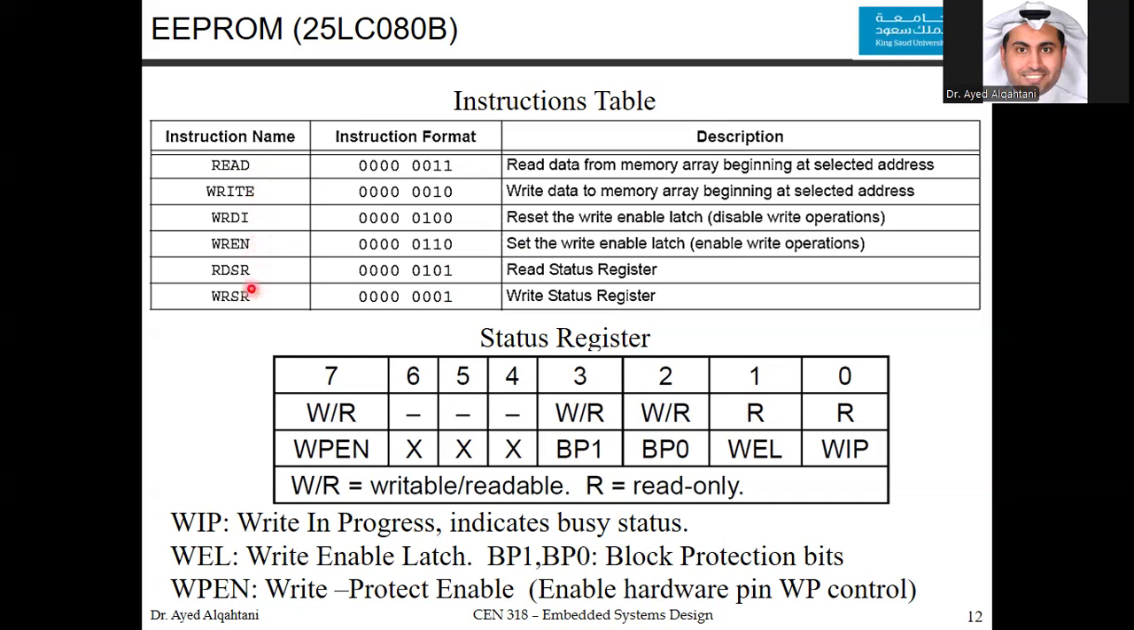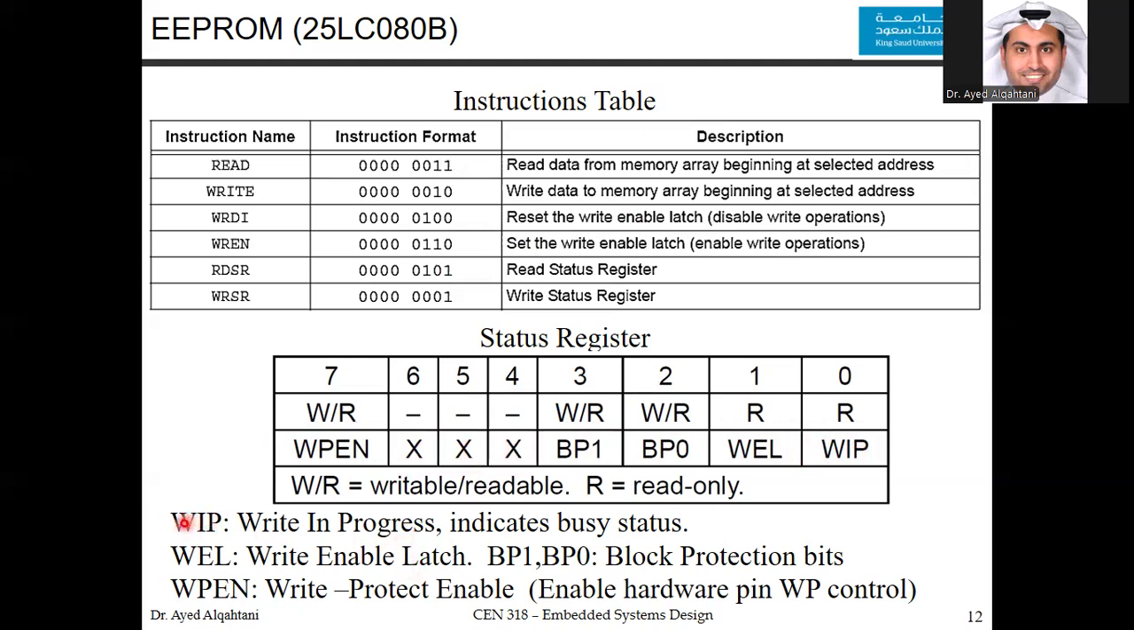So here we said that we can read the status register. This is the status register. It's from 0 to 7 bits, so the total is 8 bits. It has the WIP, WEL, the BP0, the BP1, and the WPEN. What are these status bits? 4, 5, and 6 are not used. So each one of them is described here.